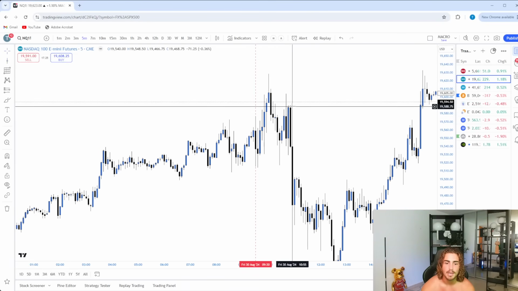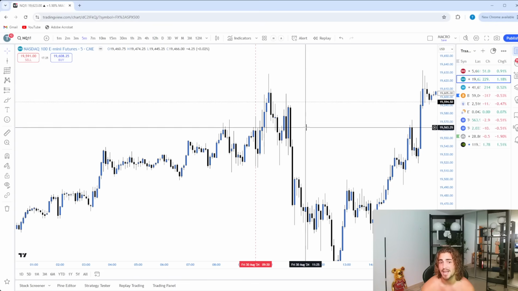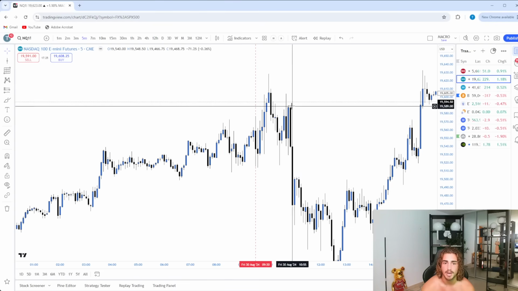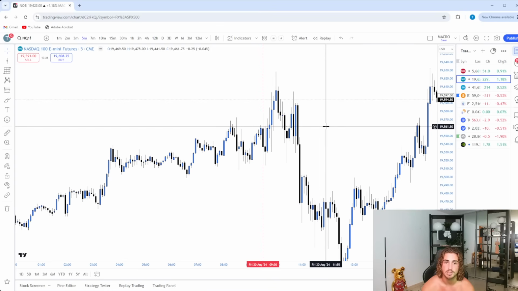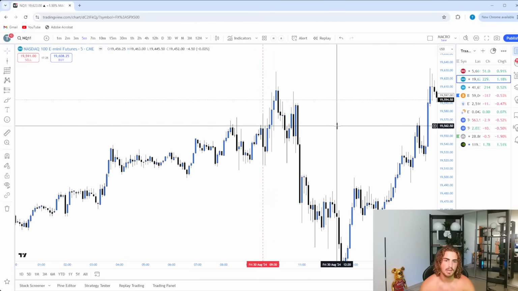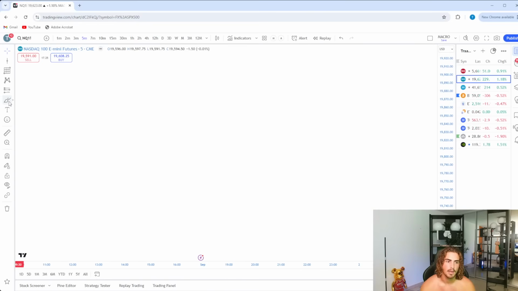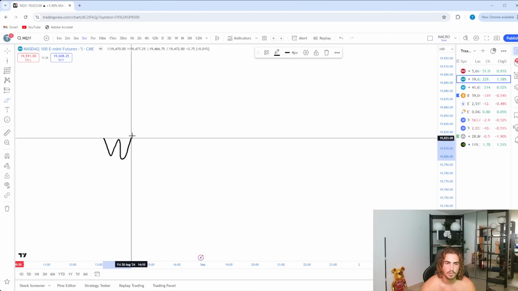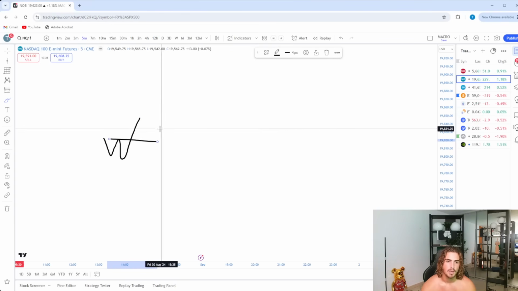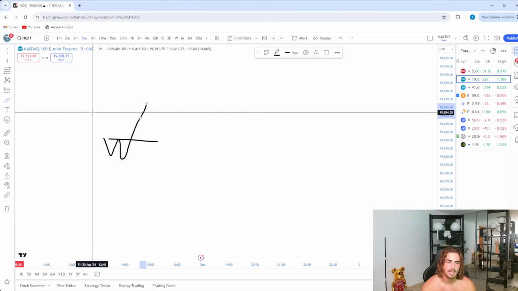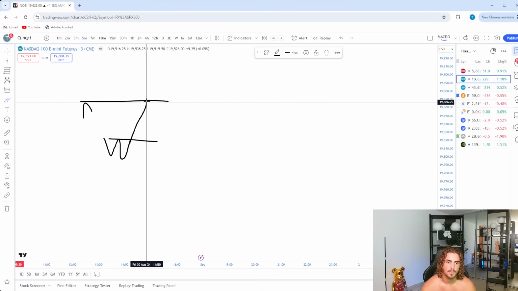So typically the seek and destroy will happen at around 10:30, and as we can see, this right here was our seek and destroy for the day. So what does seek and destroy even mean in the first place? More often than not, we will see something arise like this. Let's say we have, boom, a liquidity sweep, a break of structure, and then price will move up and it'll take out a low time frame draw on liquidity.